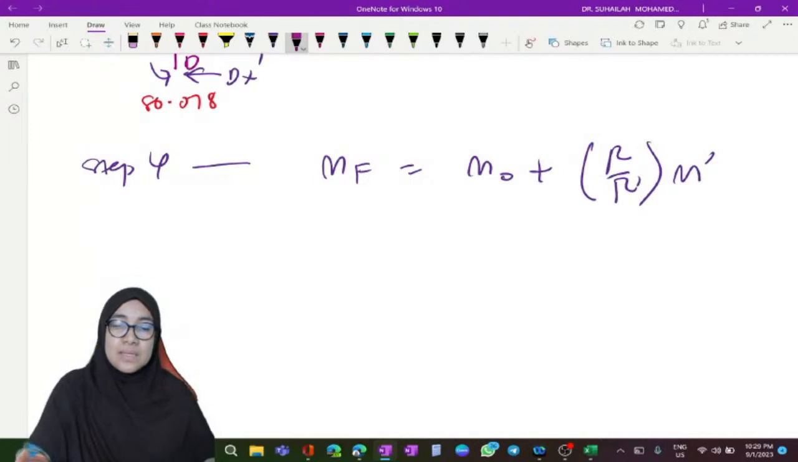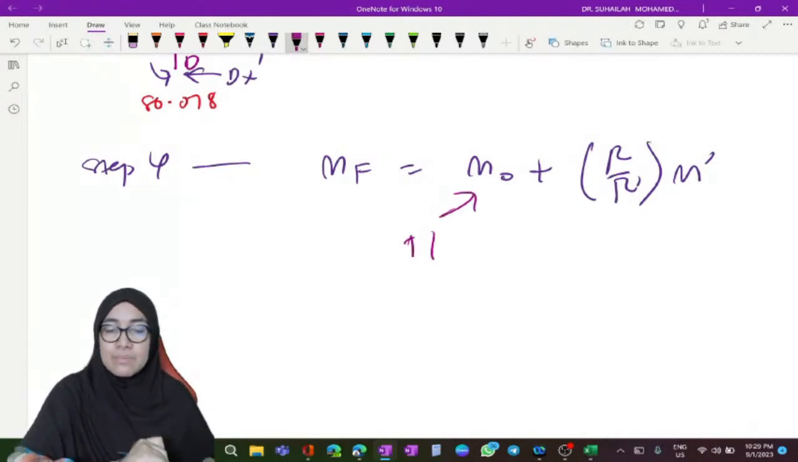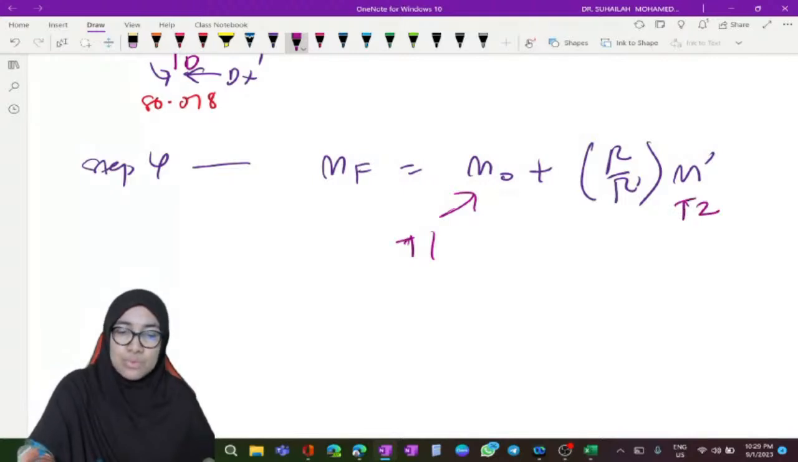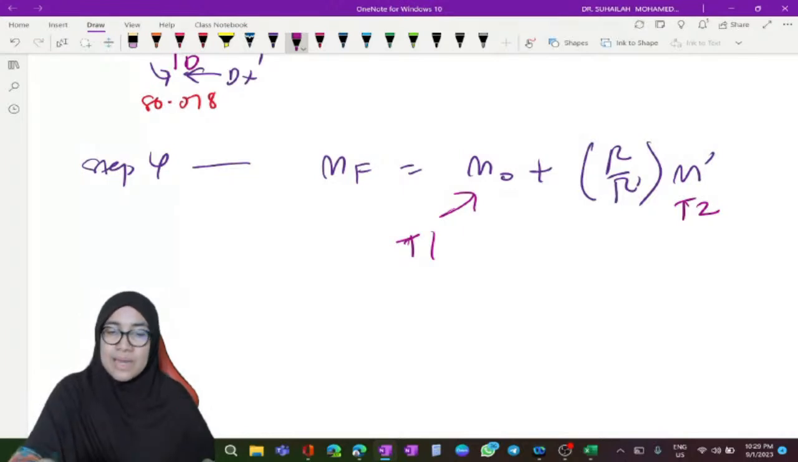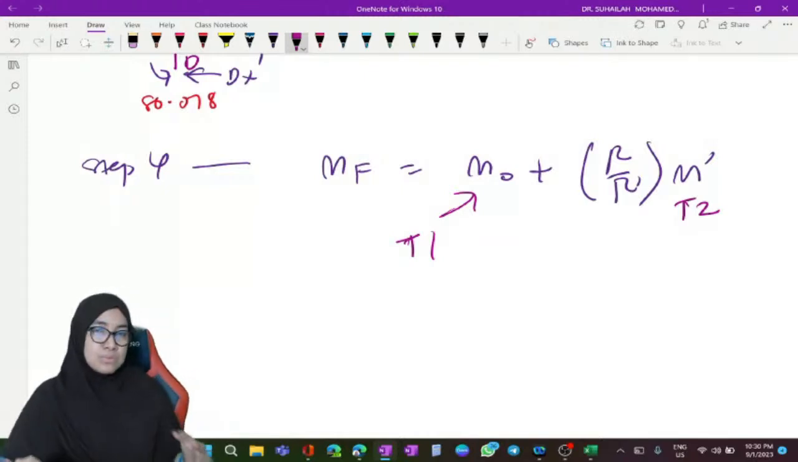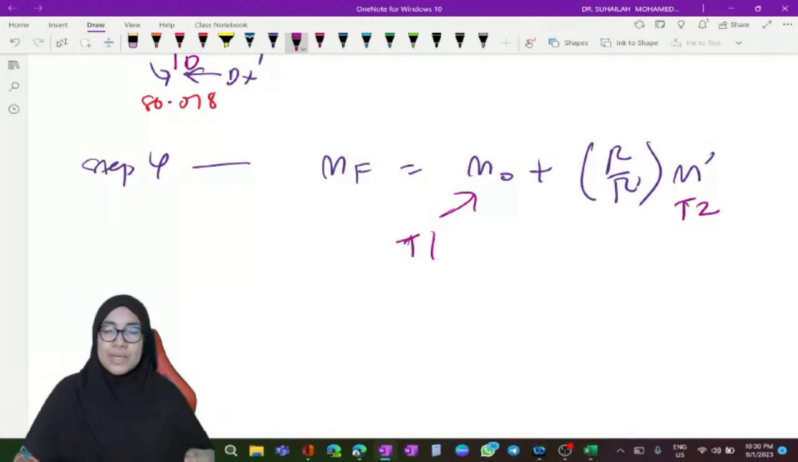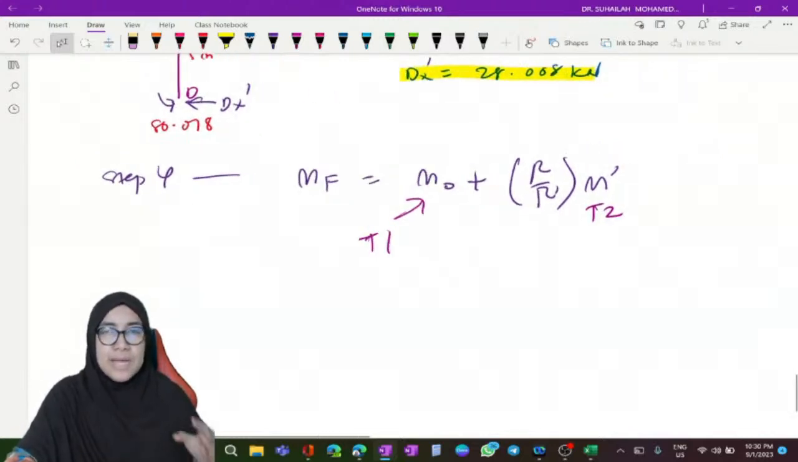So what is m naught? This is from table number 1. What is m prime? This is from table number 2. Okay, r we calculate based on m naught value, r prime we calculate based on m prime value. So we have the correction factor. So we just need to substitute all the values, and we get the final end moment. Okay, so that is the process.